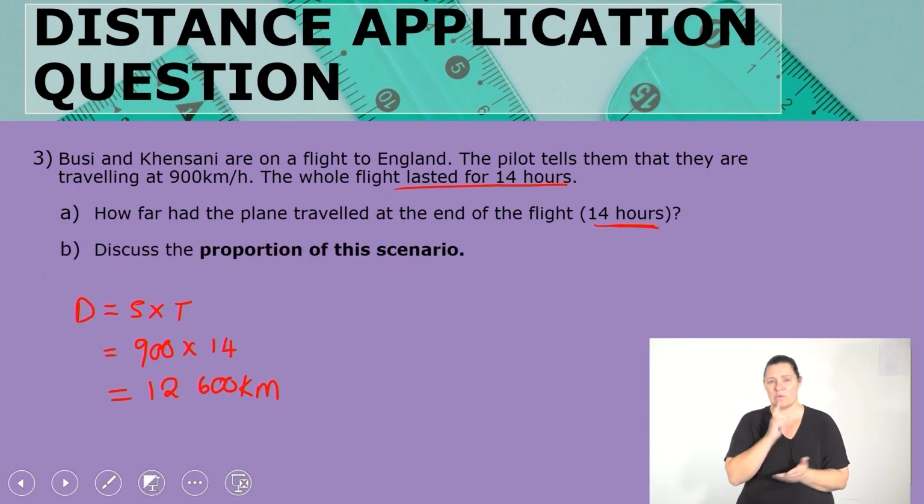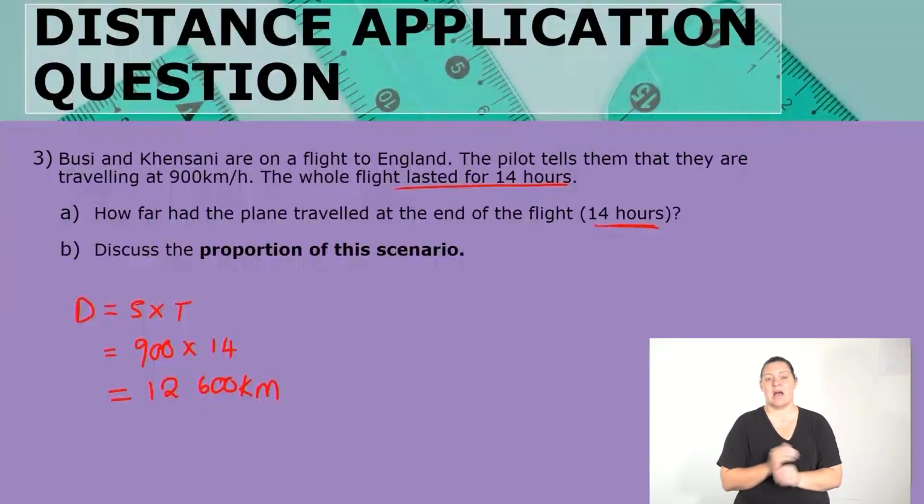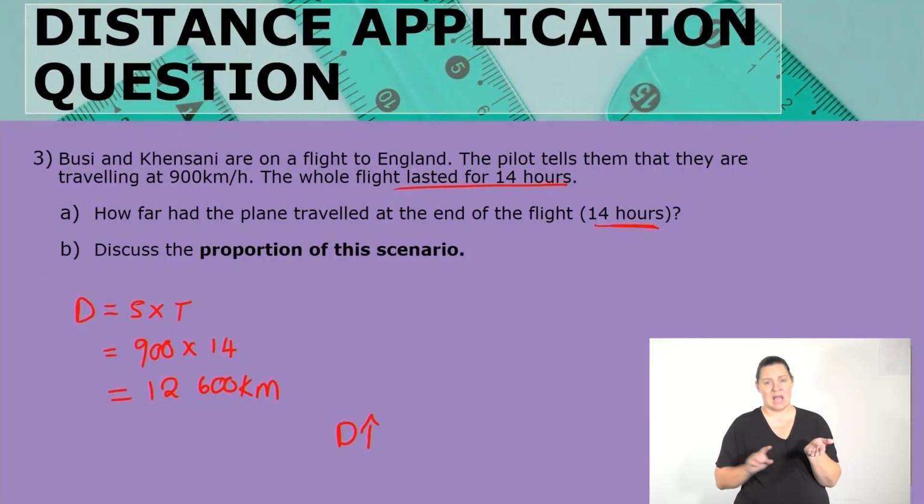So now let's discuss again the proportion of this scenario. So looking at the proportion, we are going to look at the distance. So remember, the first distance that was covered was 4,500 kilometers. But now we have covered a distance of 12,600 kilometers. What happened between the 4,500 kilometers and the 12,600 kilometers? So because our distance has increased, what else increased?